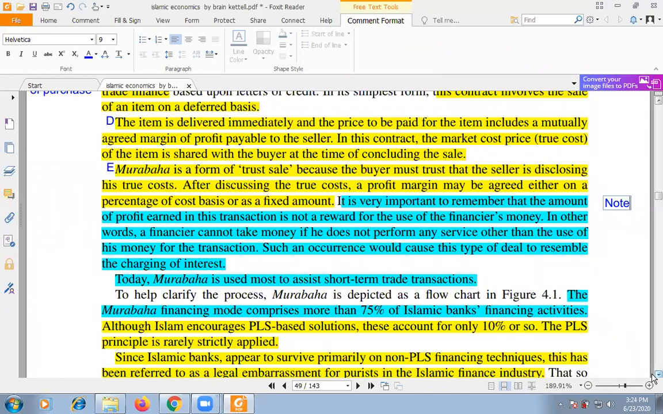If the bank does not provide any kind of service, it means it does not buy the commodity with its experts in the required amount and required quality, then the bank cannot charge any profit for the use of its money. That is the point. So the profit is not the reward of the use of money.